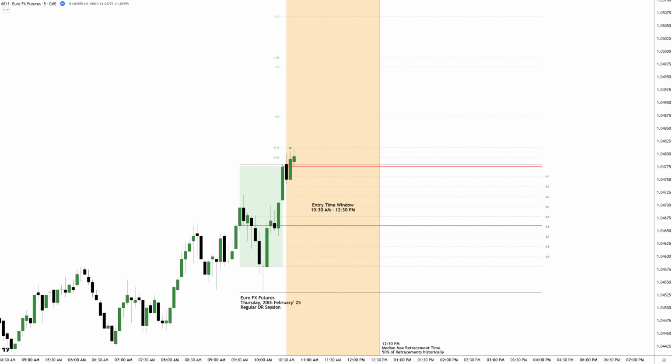Now that we identified a strict time window for entries, we can bring that onto our chart. This means everything after 12:30 p.m. is not of interest for our time and price-based trading, and no entries should be taken after.